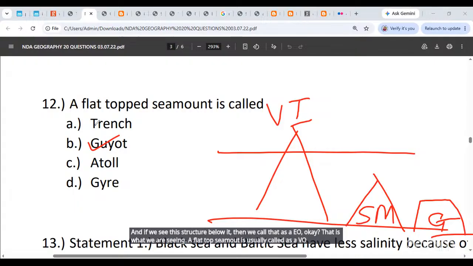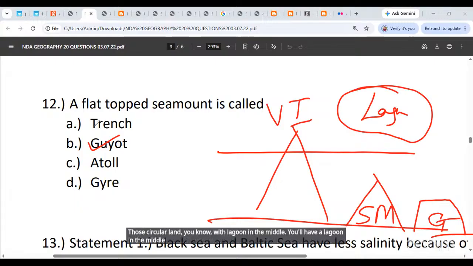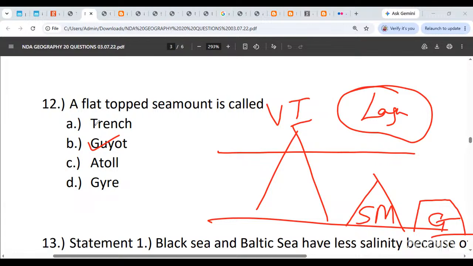Okay, what is an atoll? The circular land with a lagoon in the middle. You'll have a lagoon in the middle, right? Corals की वजह से बनने वाला, coral reefs की वजह से बनता है. Very correct. Gyre, we have not covered a gyre yet.